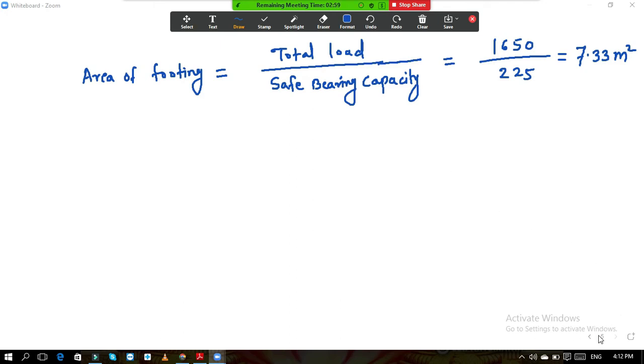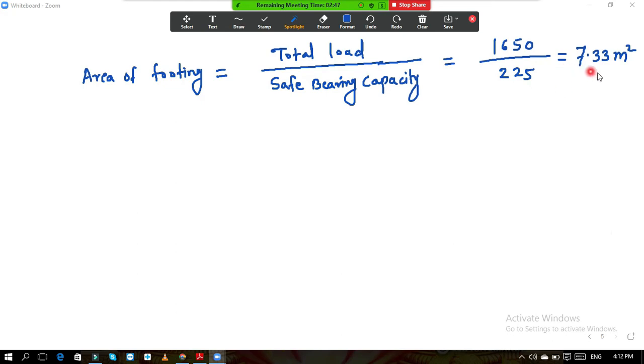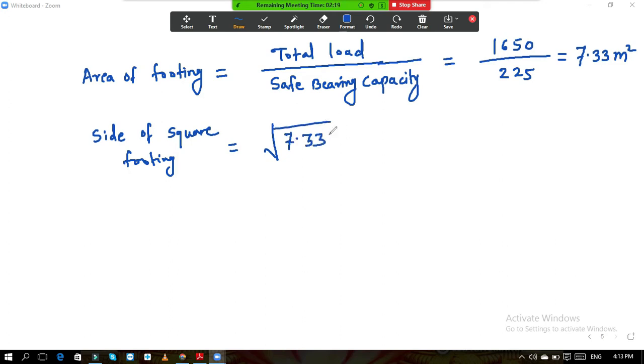Now in the numerical they told us to design a square footing. Okay, so we need to design the square footing. So now this is the total area of the footing, 7.33 meter square. So what we will do now? Side of the square footing. How do we calculate the side of square footing? Side of square footing is equal to under root area. So if you take the root of this, you will get one side.